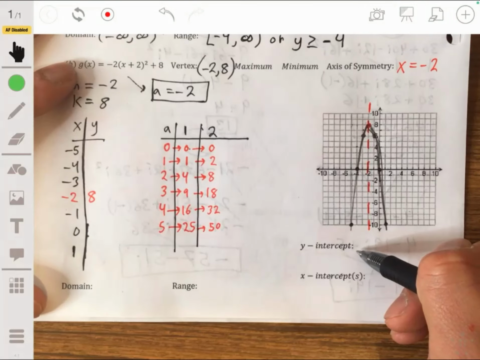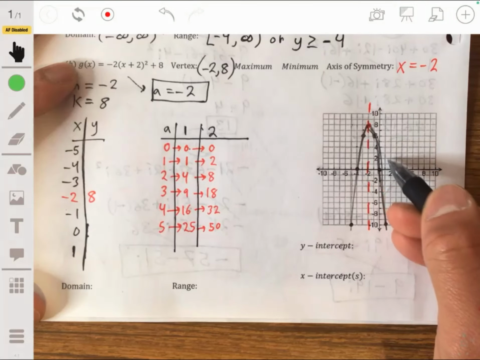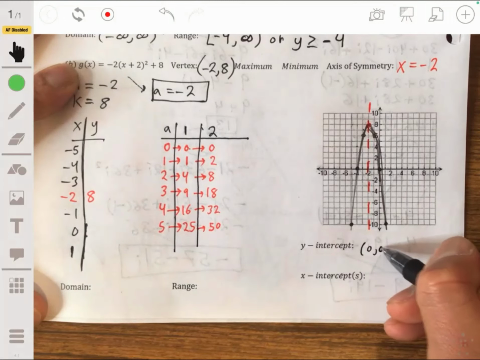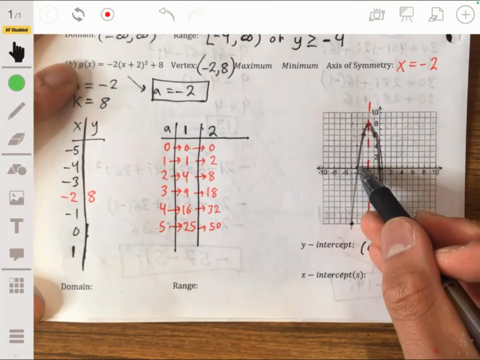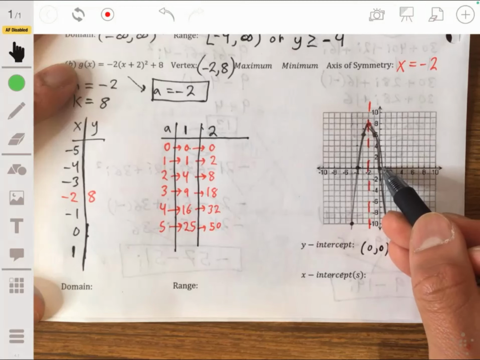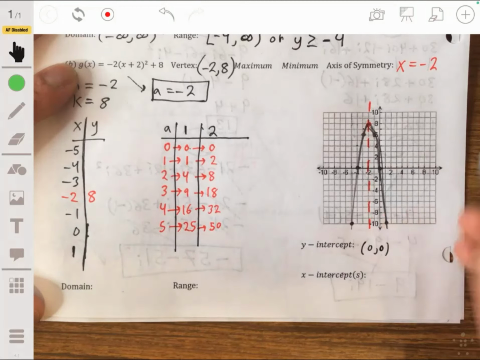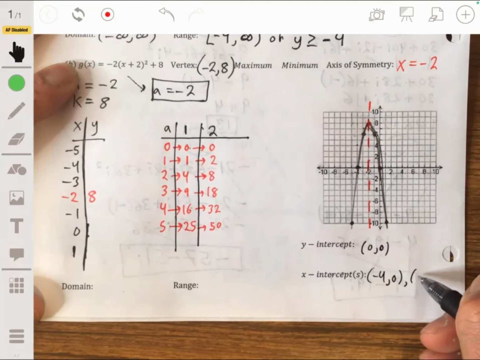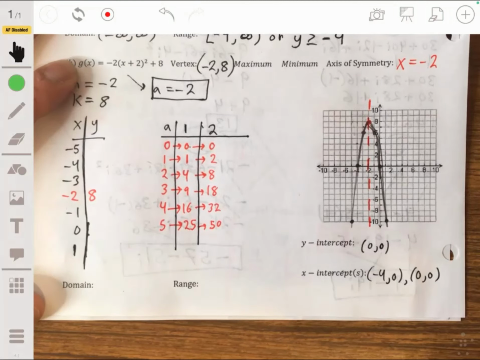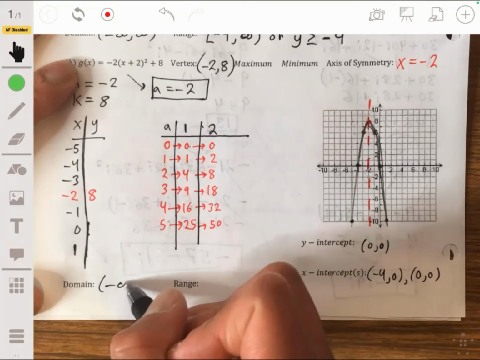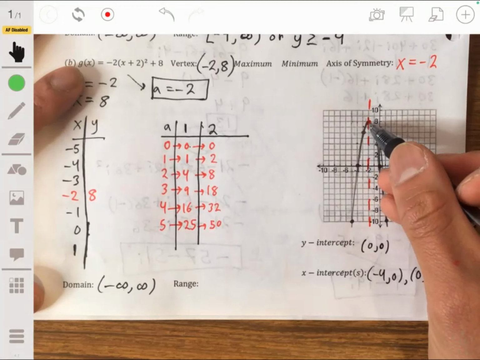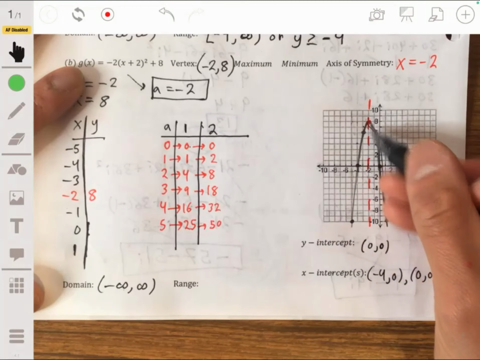And then let's just fill in our intercepts. Y-intercept will be at 0, 0. X-intercepts will be at -4 and at 0, 0 as well. So -4, 0, and then 0, 0. Domain, again, is all real numbers, so -infinity to positive infinity. And the range will be from -infinity to -8.